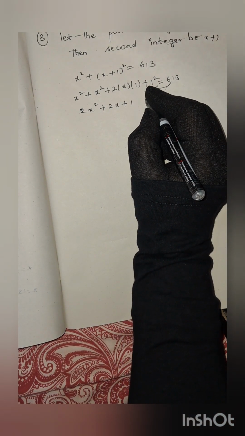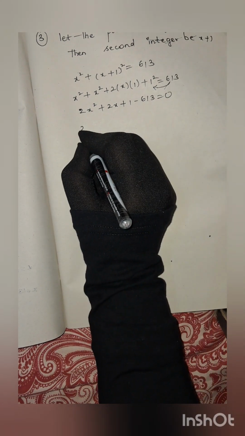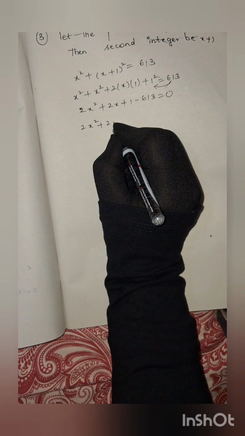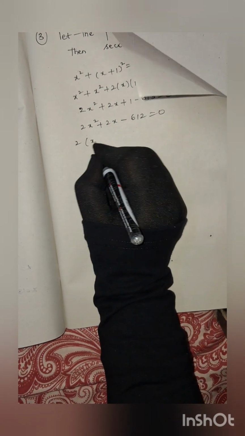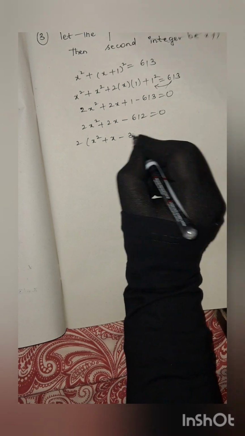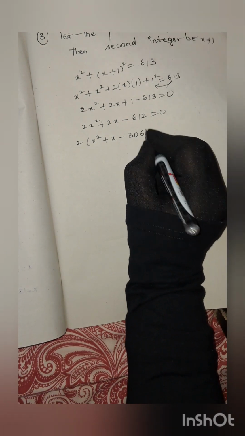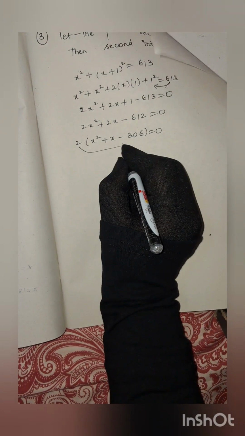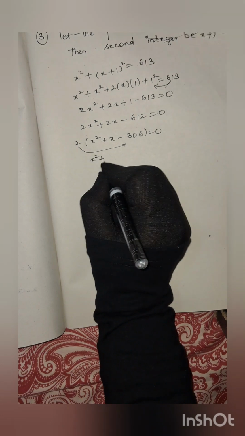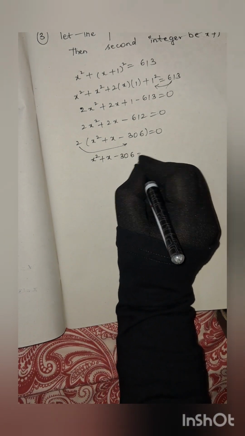I am taking this side. It will be minus 613 is equal to 0. So 2x square plus 2x minus 612 is equal to 0. I am taking 2 out. x square plus x minus 306 is equal to 0.